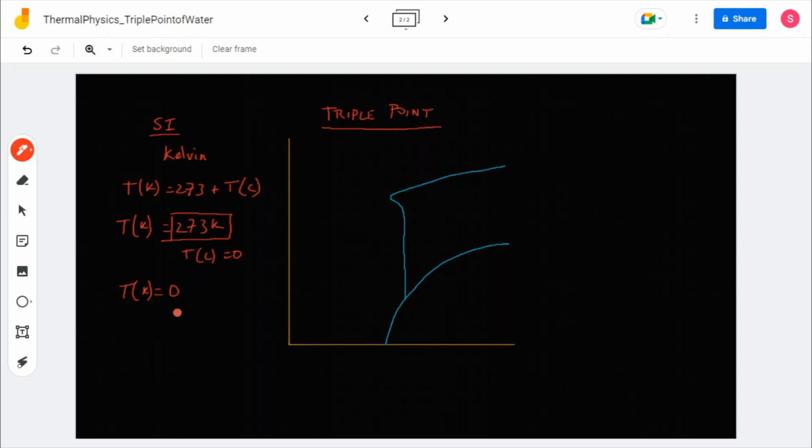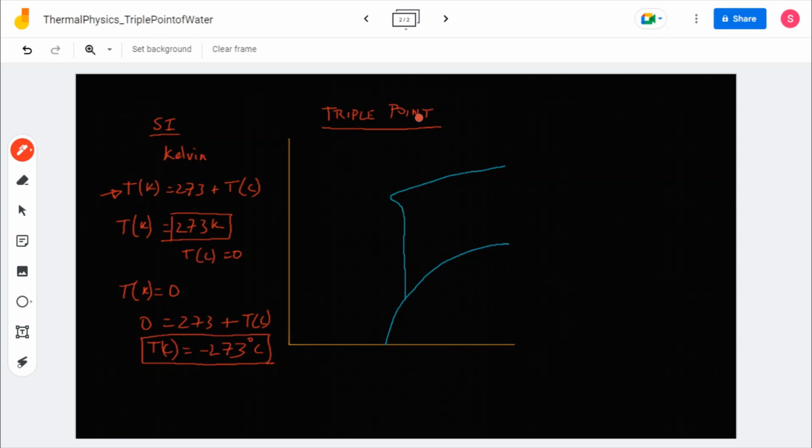is called absolute zero. So when the temperature in Kelvin is zero, from this equation we get 0 equals 273 plus the temperature in Celsius, which means the temperature in Celsius at 0 Kelvin is approximately minus 273 degrees Celsius. So 0 Kelvin or minus 273 degrees Celsius is the absolute zero of a substance.